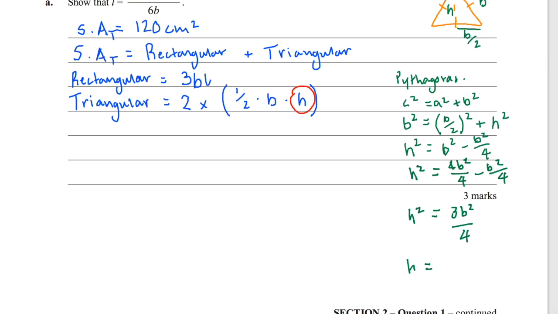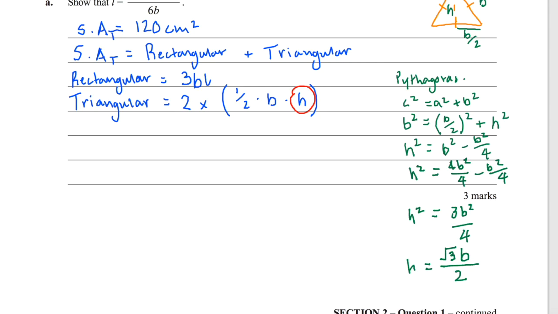Remember, if we're taking the square root of a fraction, it's the square root of the top divided by the square root of the bottom. So the square root of the top is the square root of 3b squared, which is the square root of 3 times b. Divided by the square root of 4, which is 2. So we know that h is equal to the square root of 3 times b, on 2.